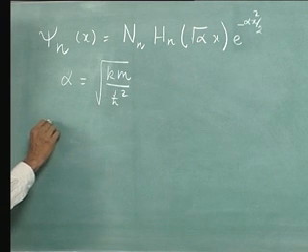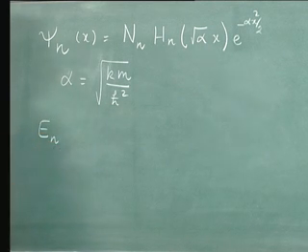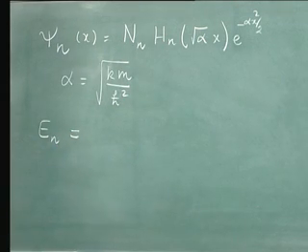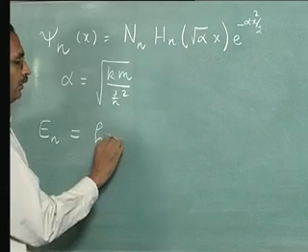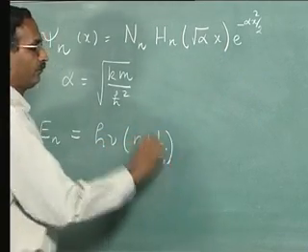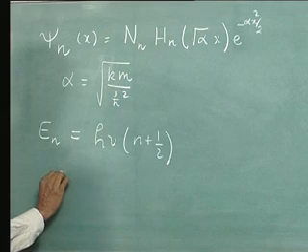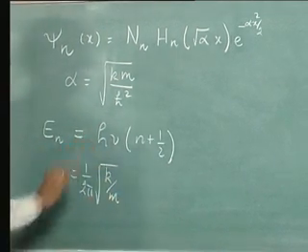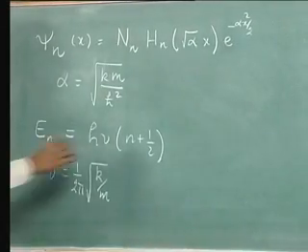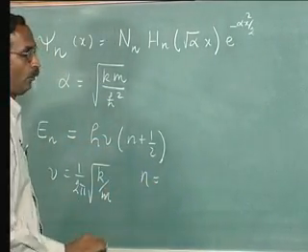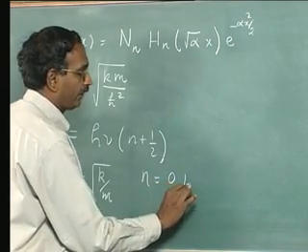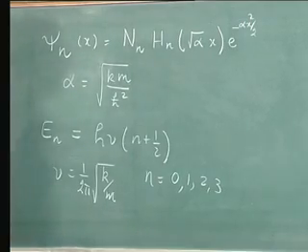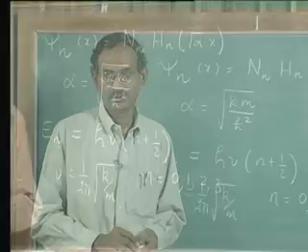And you remember the solutions for this problem, the quantized solutions or the energy levels quantized are given by the formula h nu into n plus a half, and nu was given as 1 by 2 pi square root of k by m. The quantum numbers n were given from the solutions as having the possible values of 0, 1, 2, 3, etc., including the value 0. Okay.